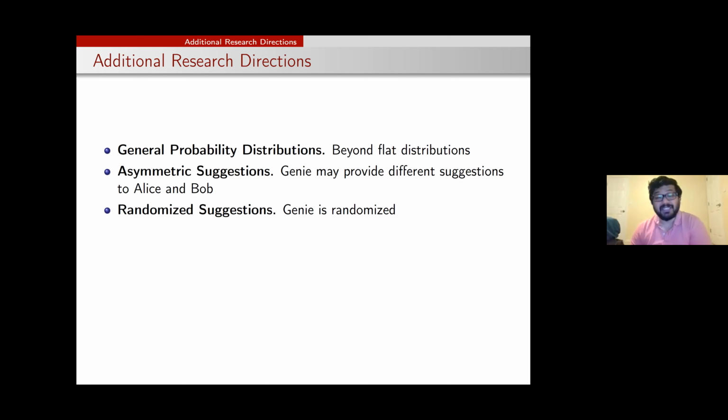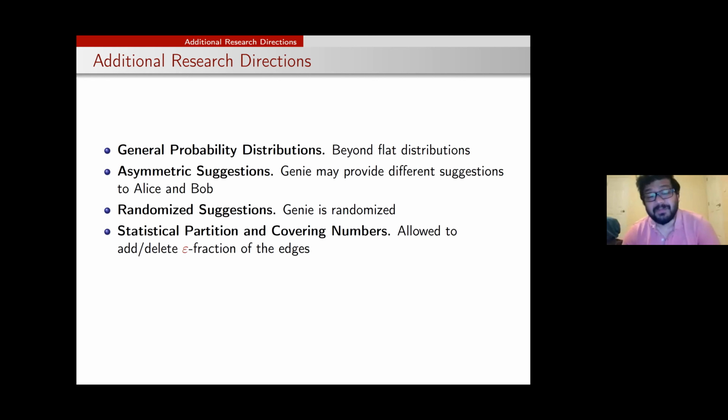What if the Genie is randomized? Again, this is something interesting, and we do not have a good understanding of this. The short answer for our kind of problems is that randomized Genie don't help. They might be useful for the special type of problems that I mentioned.